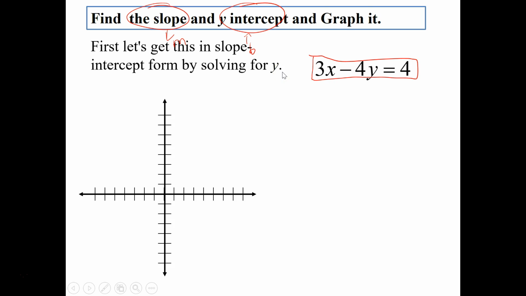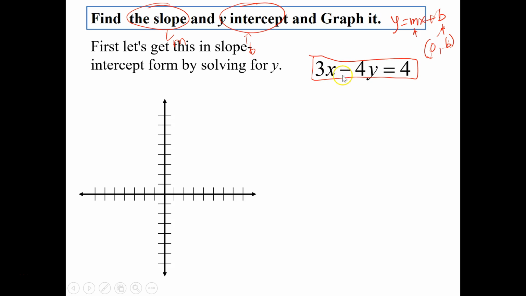Slope-intercept form is y equals mx plus b, where m is the slope of the line and b is the y-intercept of the line. Usually we write the y-intercept as (0, b), in that format, as an ordered pair.